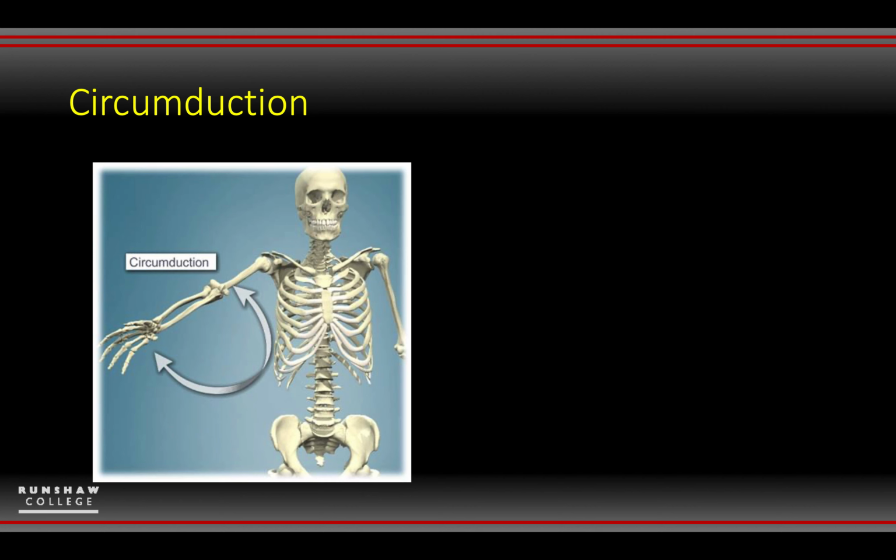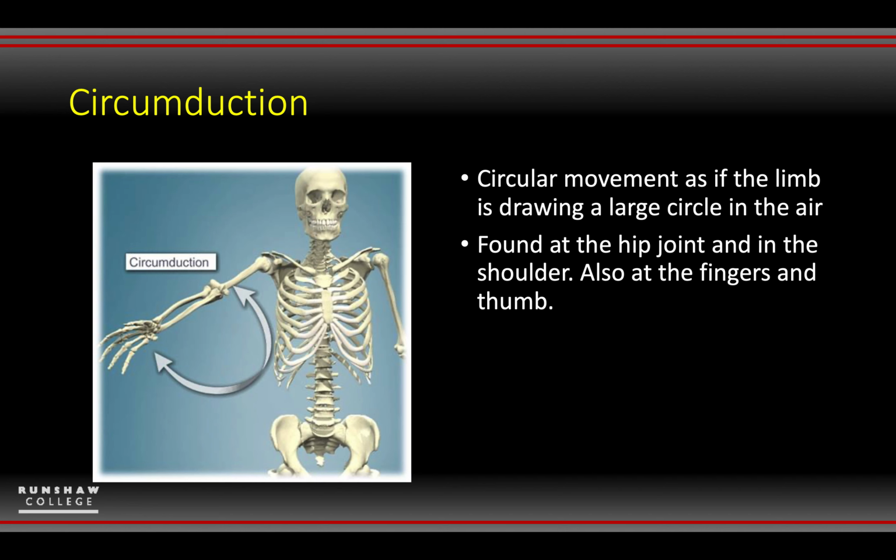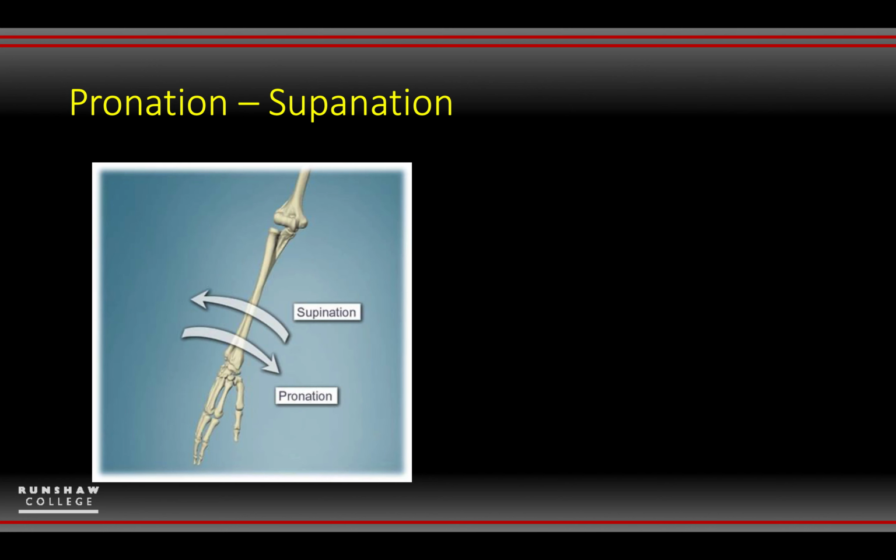Circumduction is drawing big circles, hence the circ. Alright, so circumduction is for circles. You can do it at all the ball and socket joints. Alright, you can also do it in the fingers and the thumbs. You can draw small circles like that. A cricketer, when doing a spin bowl, might use that action.